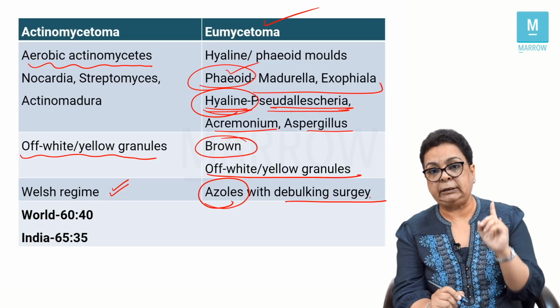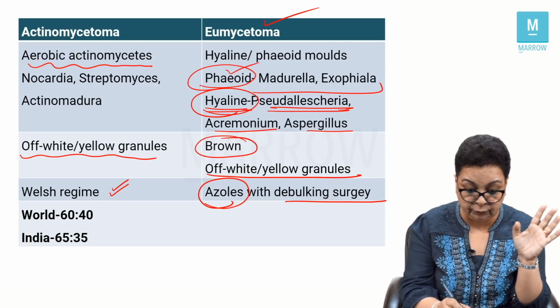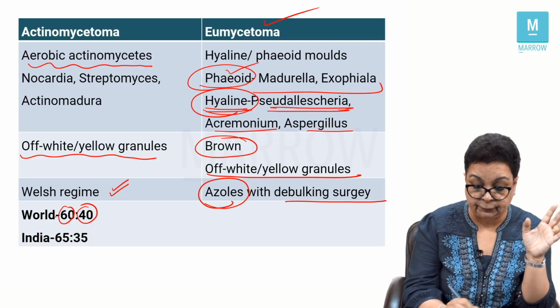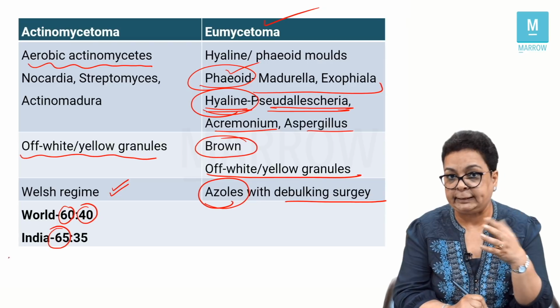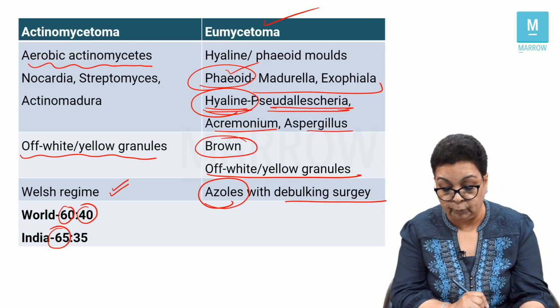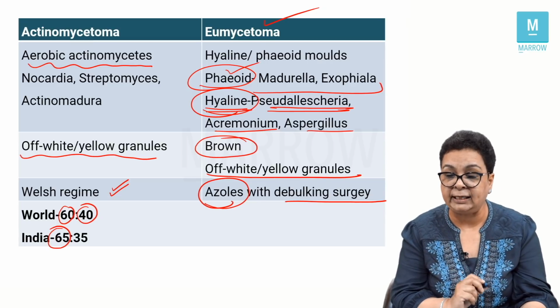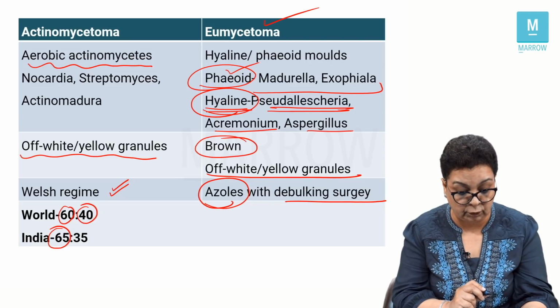In the world, actinomycetoma is much more common. The ratio is 60 versus 40 of eumycetoma. In India, the ratio is 65-35. The most common cause of mycetoma in India is Actinomadura madurae.